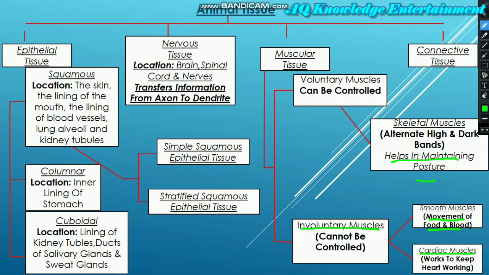So the cardiac muscles basically make the heart work. It relaxes and contracts 24/7, so it keeps working the whole life. So that is why the cardiac muscle is a separate type of muscle which is only for the heart, which works to keep the heart working. So this was about the muscular tissue.